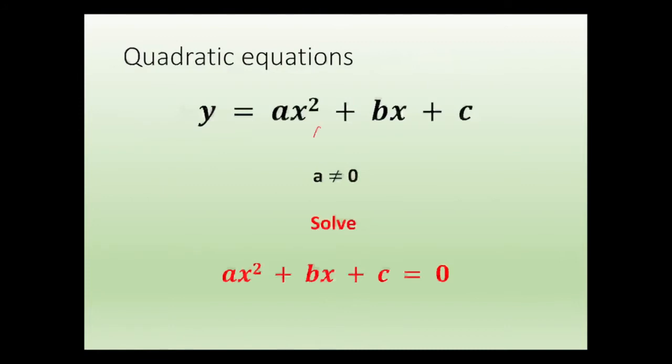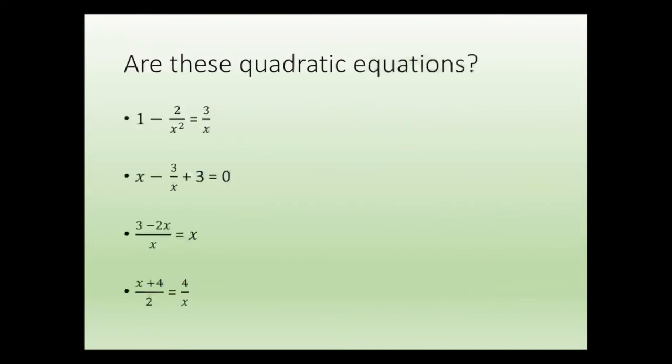Let's recap. A quadratic equation is y equals ax squared plus bx plus c. This is what I call the general form of the quadratic equation. Note that a is always a number, and cannot be equal to 0. So, when y equals 0, that is the x-intercept, ax squared plus bx plus c equals 0. This is what we need to solve.